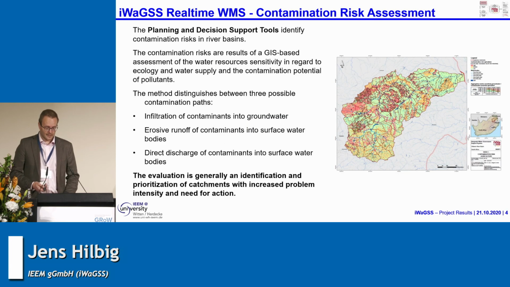We are starting with contamination risk assessment. These are tools that identify contamination risk based on groundwater, erosive runoff, and direct discharge into water bodies. And this is based on resources sensibility and contamination potential. And the evaluation of these risks identifies priority areas and subcatchments with increased problem intensity and need for action.